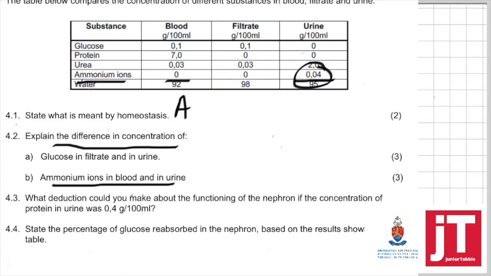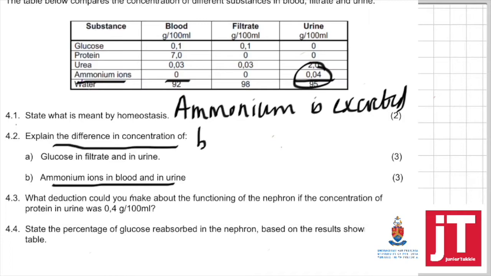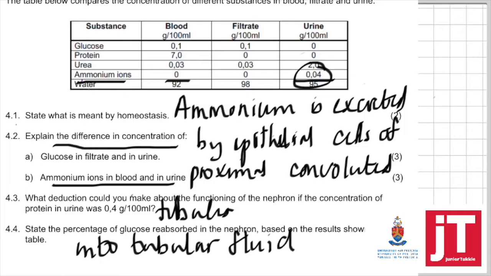Now, we should know from our theory that ammonium is a waste, and so ammonium is excreted by the epithelial cells. So we should know that ammonium is excreted, it's a waste, and it's excreted by the epithelial cells of the proximal convoluted tubules into the tubular fluids, so that this ammonium can be released from the body into the urine. So we should know that ammonium is a waste and it's excreted.